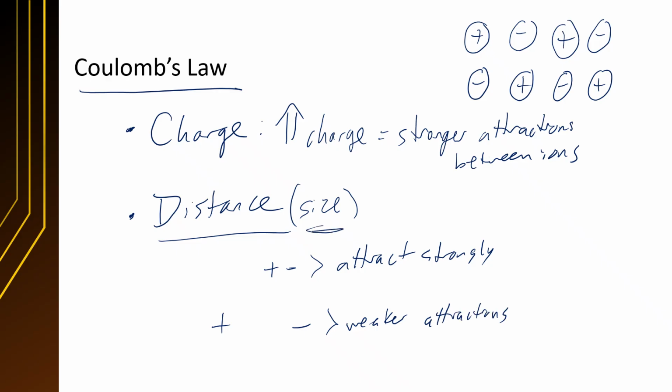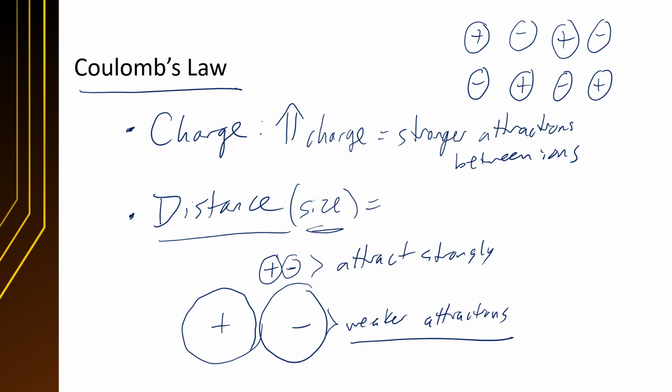So size, if you have atoms that are much, much bigger, they're going to have weaker attractions than ions that are smaller, because ions that are smaller can get closer together. So the larger the size, the weaker the attractions between the ions. And this is important because it's going to determine things like melting point, boiling point, and just overall strength. So increasing charge or decreasing size is going to make those things have a stronger attraction.